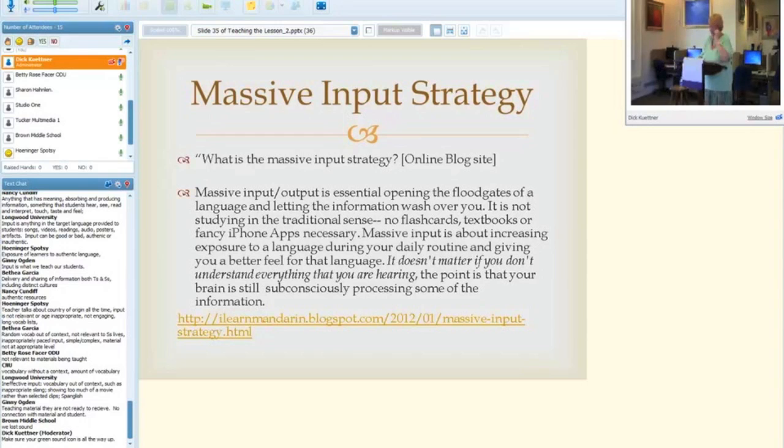Now, I was online looking around, and I came across this. Remember that the definition is massive comprehensible input. And this blog is talking about massive input strategy. I've put this URL there, and if you access the PowerPoint later when it's archived online, you can copy it down. The blogger says, massive input-output is essentially opening the floodgates of a language and letting the information wash over you.